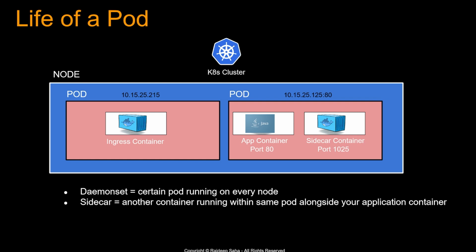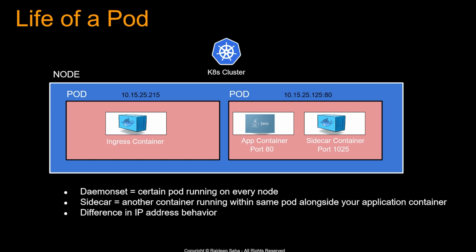And a sidecar container is a container in the same pod that's loosely coupled to the main application container running within the same pod. So there is a difference in IP address behavior because each pod will have a distinct IP address. For a DaemonSet, each pod will have its own separate IP. Whereas the sidecar will share the IP address of the application container because they are in the same pod, but they will have different ports.